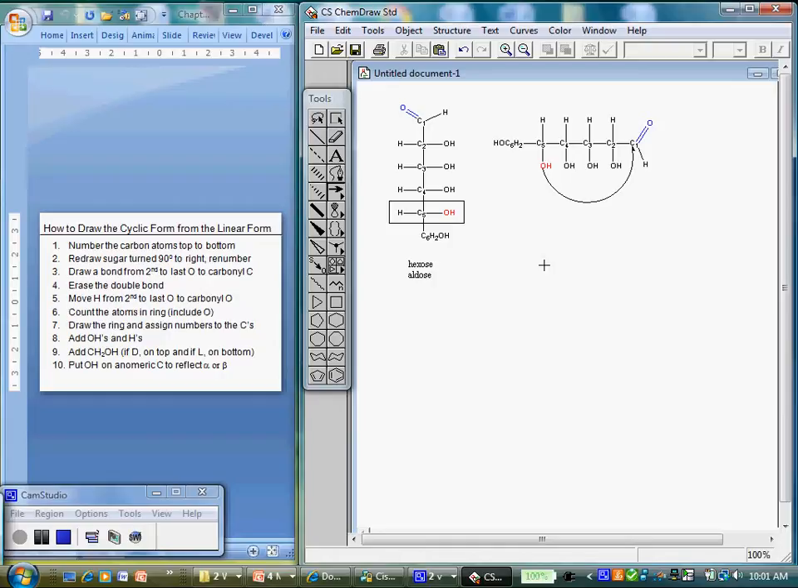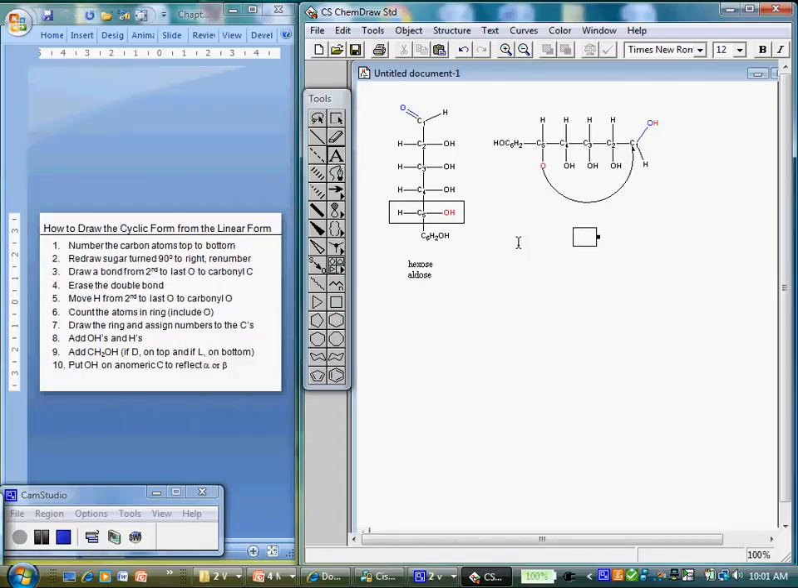Step 4 is erase the double bond. Step 5 is move the hydrogen from the second to last oxygen onto the carbonyl oxygen. So we're moving the red hydrogen onto the blue oxygen. When I erase my double bond, it's automatically going to give me an OH, and I'm going to turn that hydrogen into a red hydrogen because that is my red hydrogen, and then I'm going to get rid of that hydrogen. So step 4, we erase the double bond, it's now single. Step 5, we moved the hydrogen from here to here. Now we are ready for step 6.